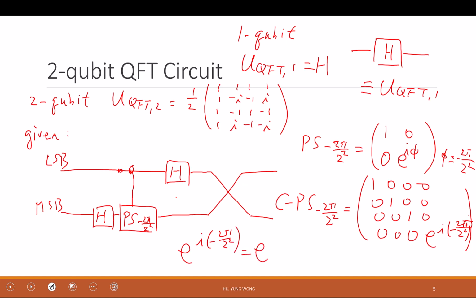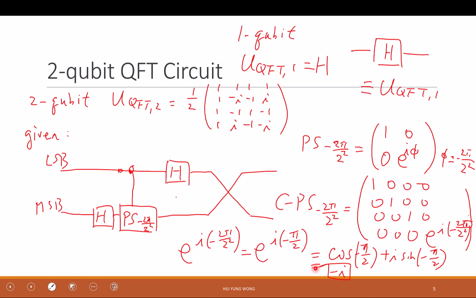It's equal to e to the power I negative pi over 2, right? Which is equal to cosine negative pi divided by 2 plus I sine negative pi divided by 2, which is what? Negative I. Yeah, negative I.